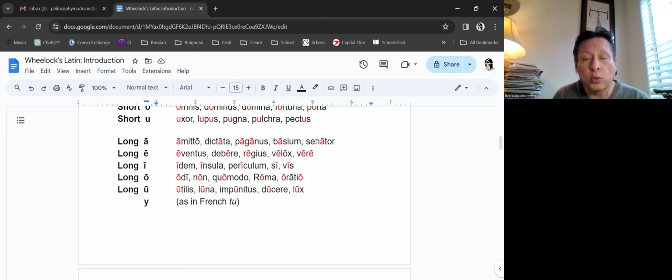Quōmodo. Quōmodo. In Spanish, we have que modo. And que modo is like in what way, in what manner. And that's what it means in Latin, actually. It's like in whatever manner, in whatever way, right? So it's quōmodo, Rōma.